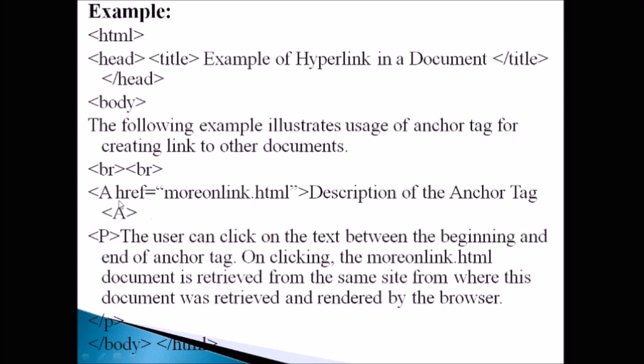Okay, like this the anchor tag should be used, and then the paragraph tag is given. There is some text included here within the paragraph, that is, the user can click on the text between the beginning and end of the anchor tag, that is the description of the anchor tag. On clicking this text, the more on link.html document is retrieved from the same site from where this document was retrieved and rendered by the browser. Okay, and then the paragraph is closed, body is closed, and finally HTML is closed. So this is the example program to use the anchor tag.